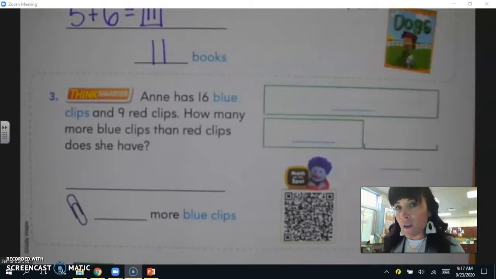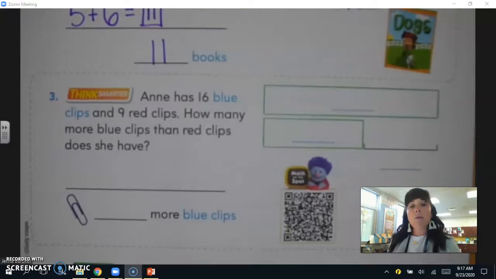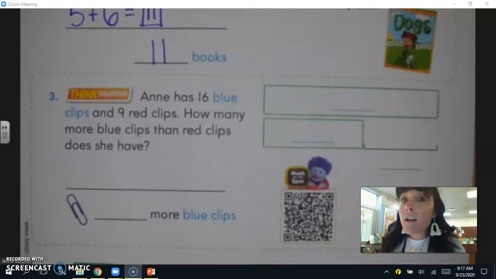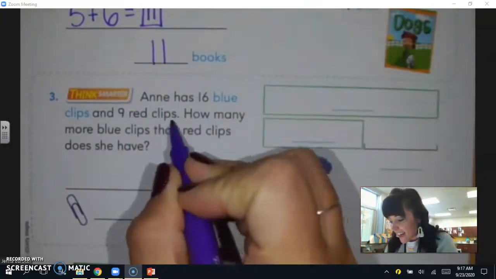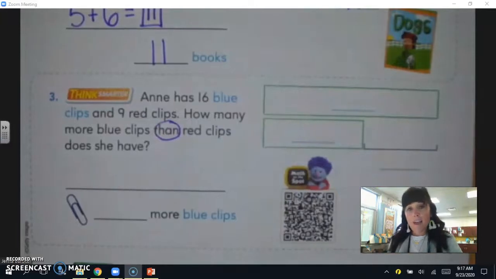I'm going to read it again. See if you can catch it. Anne has 16 blue clips and 9 red clips. How many more blue clips than red clips does she have? Did you guys hear that special math word? What was it? Than. I see than. What does than mean?